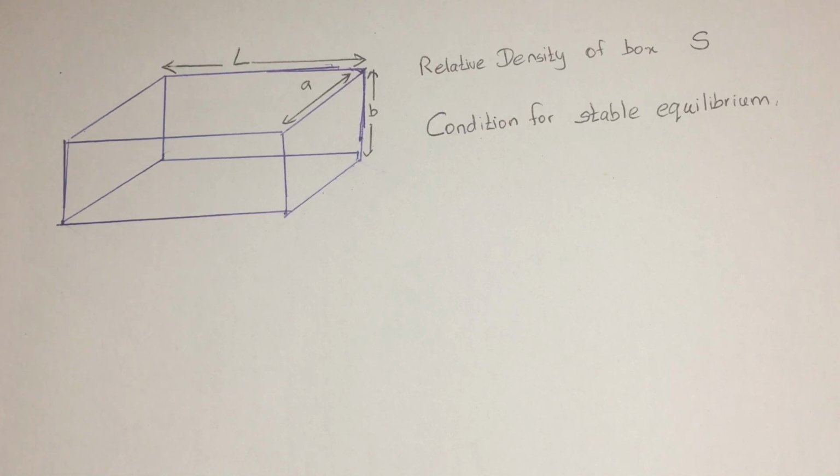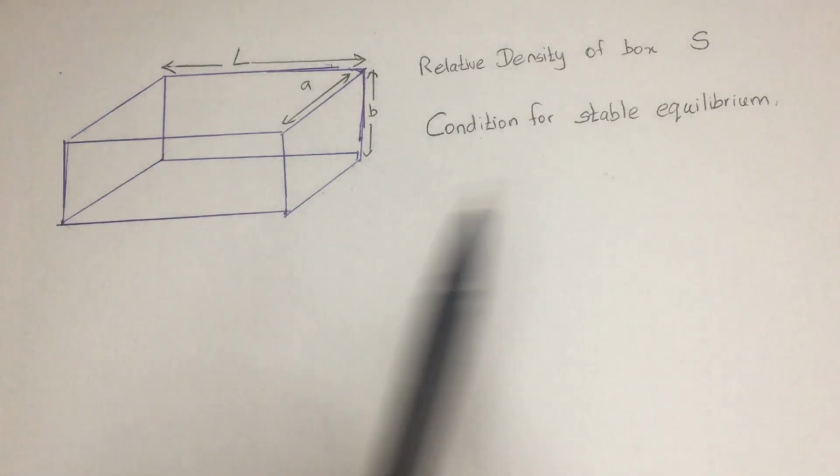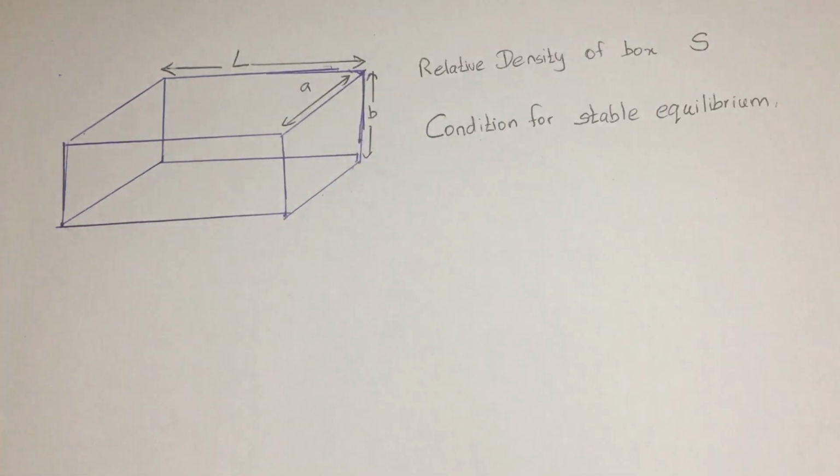So we need to find the condition for floating this body in water. They have given some symbols too. The relative density of the box they have given as S. So we need to find the stable equilibrium condition.